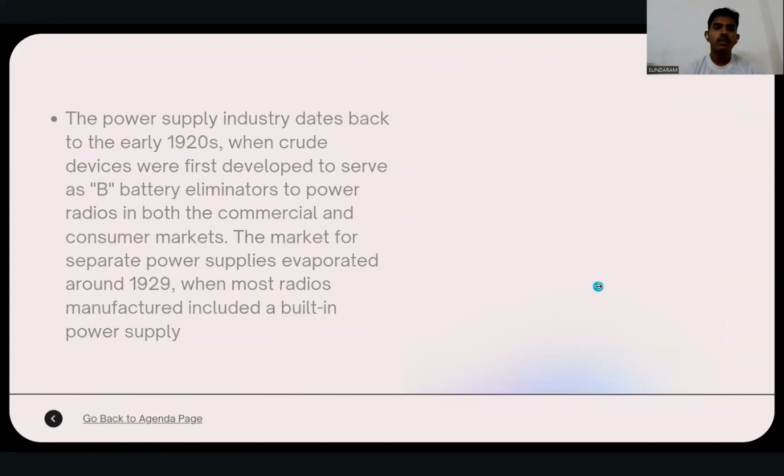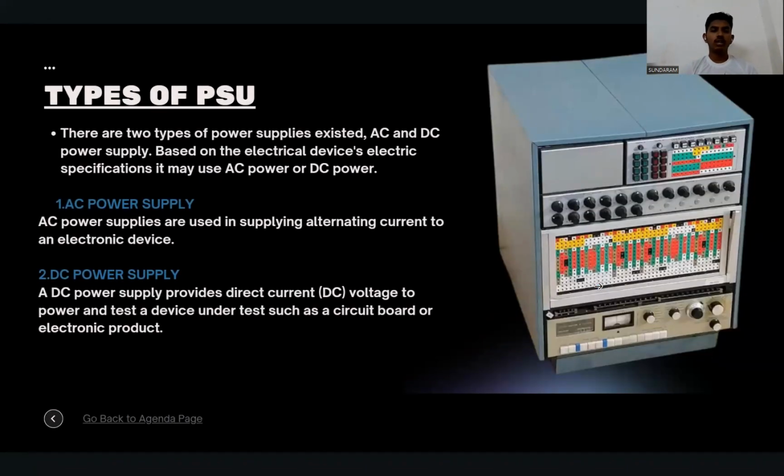And next, types of power supply. There are two types: AC power supply and DC power supply. AC power supplies are used in supplying alternating current to an electronic device. A DC power supply provides direct current voltage to power and test a device under test, such as a circuit board or electronic product.